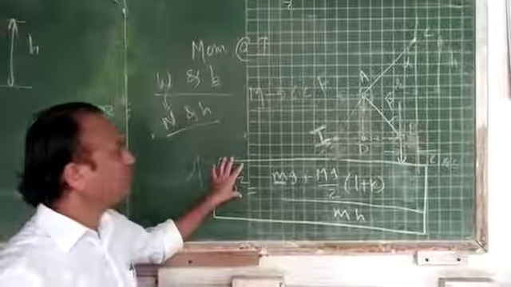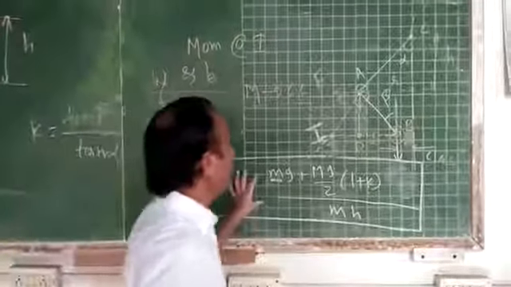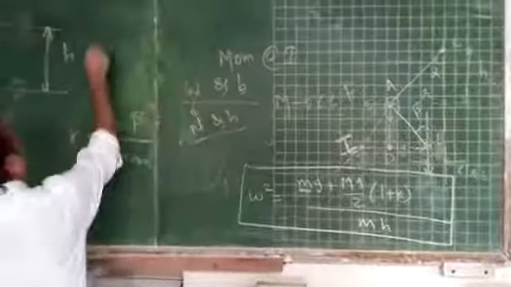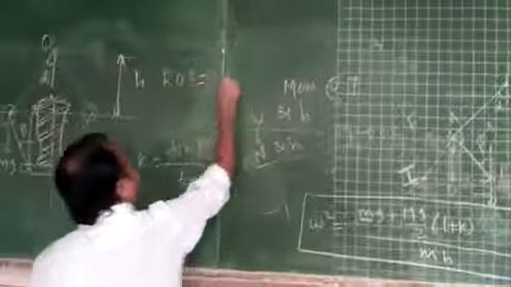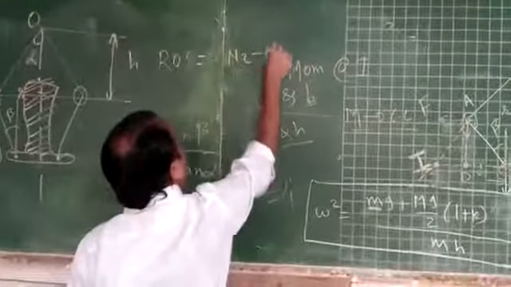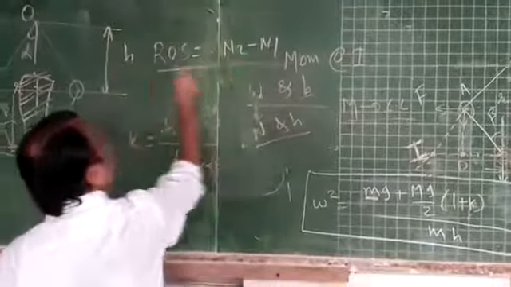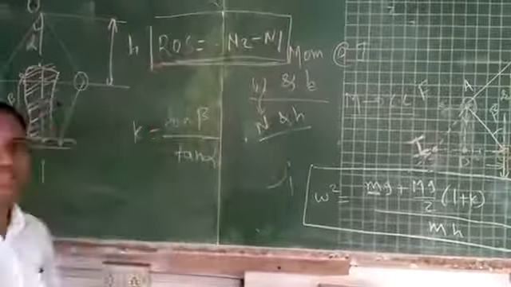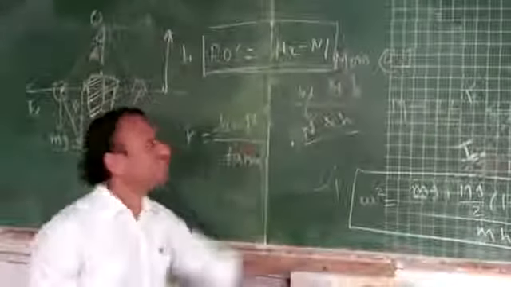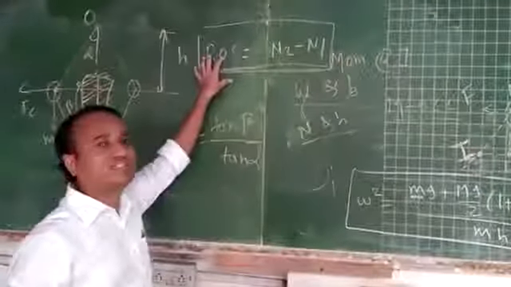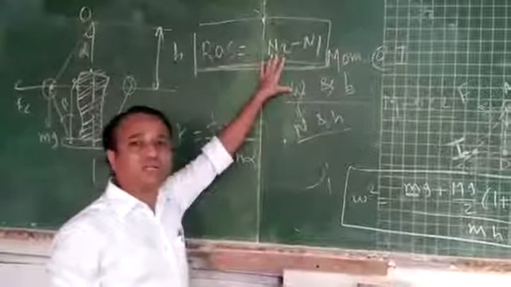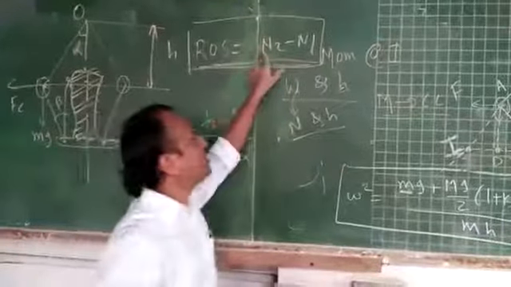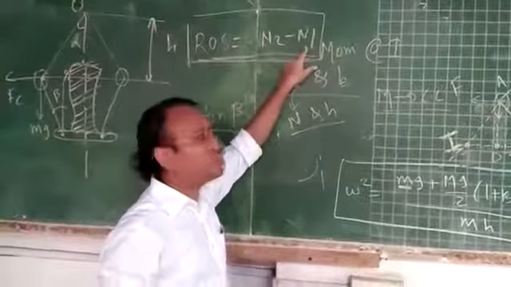Now see, student, in exam generally range of speed of governor will be asked. What is range of speed? It is the difference between maximum speed and minimum speed. Let n2 be the maximum speed of governor and n1 the minimum speed of governor.